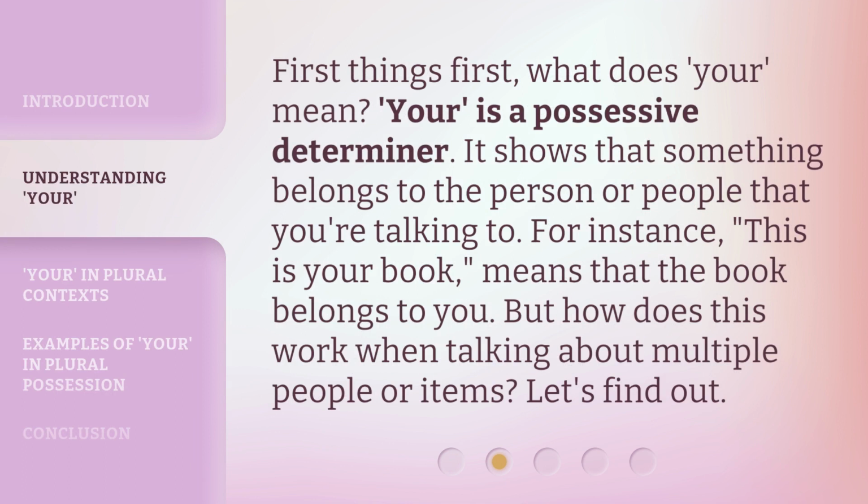First things first, what does your mean? Your is a possessive determiner. It shows that something belongs to the person or people that you're talking to. For instance, "This is your book," means that the book belongs to you. But how does this work when talking about multiple people or items? Let's find out.